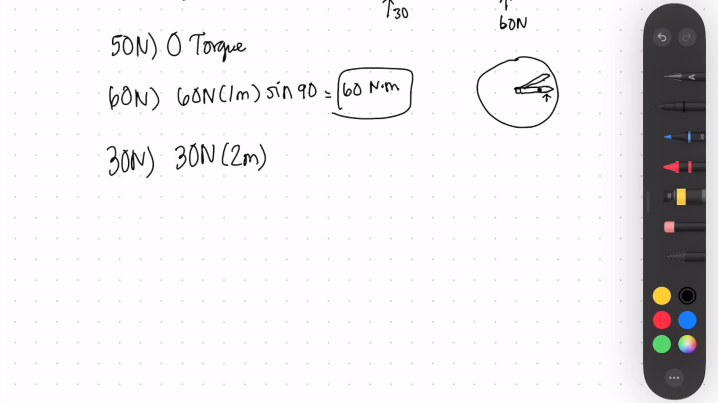With the 30 newton force now, we have 30 newtons as our force, 2 meters as our distance along the radial line from the pivot, and then it's also directed at an angle of 90 degrees. What you notice is that it's also 60, but is it positive or negative?